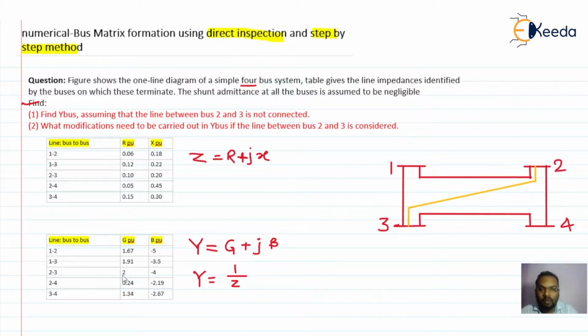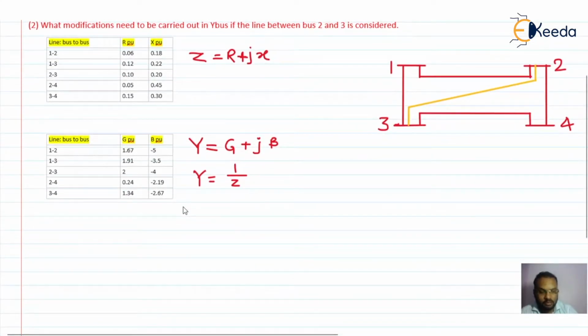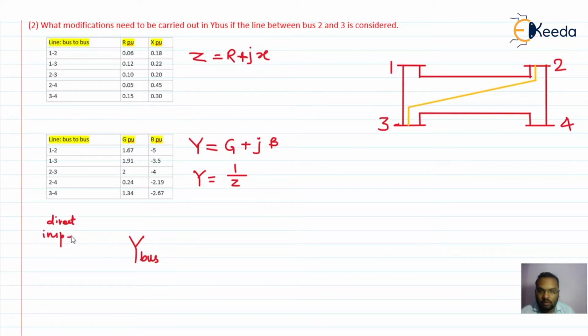Now we will directly try to write the Y bus matrix just by using the direct inspection method. Of course it is a 4-bus system, so the order of the Y bus will be 4 by 4. So let us try to write the Y bus matrix. I'm using the idea of the direct inspection method.